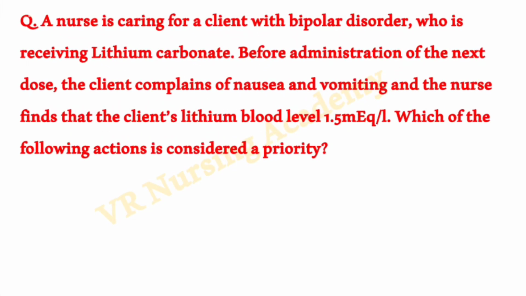Next question. A nurse is caring for a client with bipolar disorder who is receiving lithium carbonate. Before administration of the next dose, the client complains of nausea and vomiting and the nurse finds that the client's lithium blood level is 1.5 milliequivalents per liter. Which of the following actions is considered a priority?